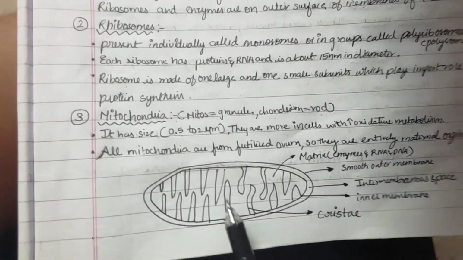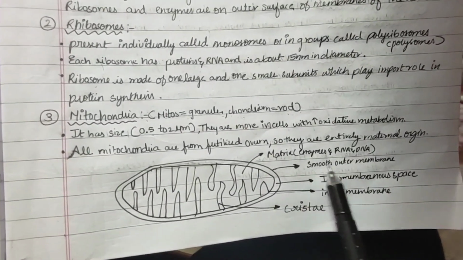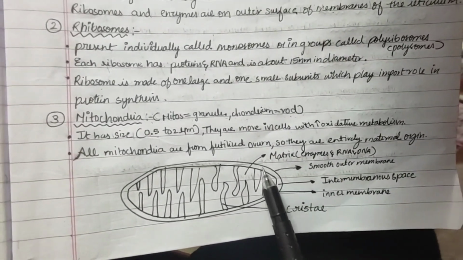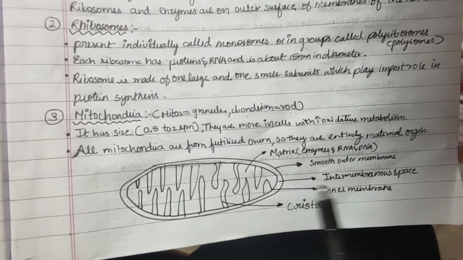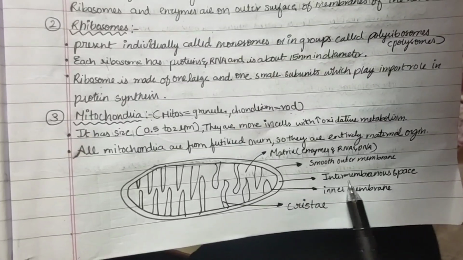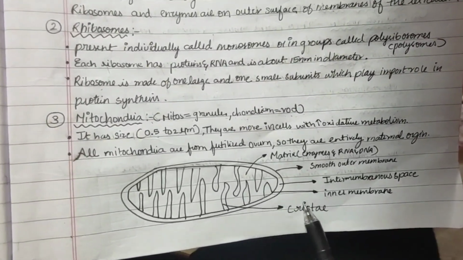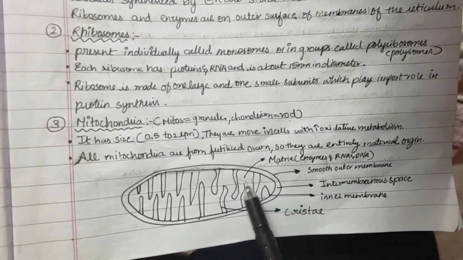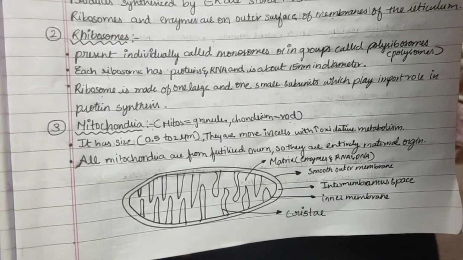Now here you can see the parts of mitochondria. First we have the smooth outer membrane, and second is the inner membrane. In between these two membranes we have the intermembranous space, and this spoke-like structure is known as cristae. Then the matrix is present, which comprises some enzymes, RNA, DNA, etc.